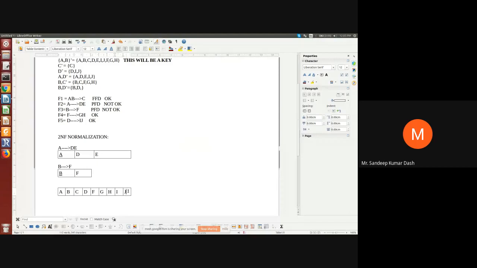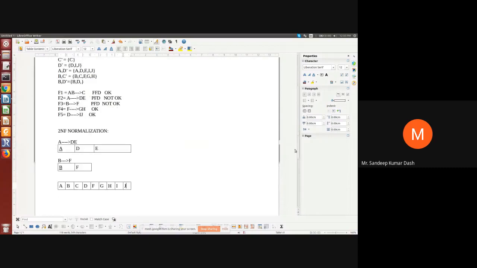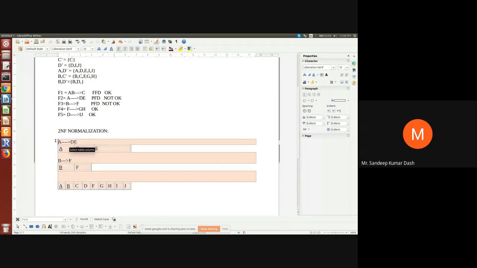I and J. Okay, so out of A, B, C, D, E, F, G, H, I, J, you removed E only. This E was removed to a separate table. Since B was determining F alone, they were kept in a separate table, but B will also be here. These are the primary key. So the answer to that problem is this. You normalize that relation into three different tables which are now in 2NF.